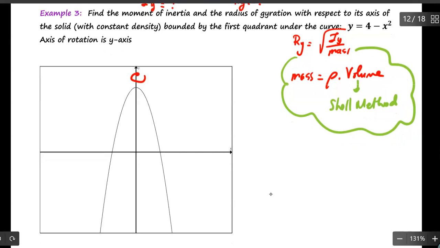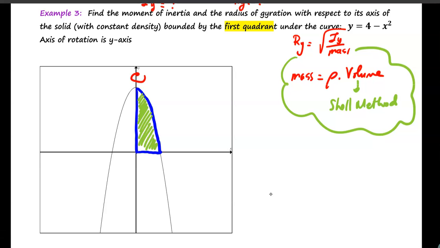So now, first of all, like we said, we are going to shade in the area that we are working with. So they ask us to find the region bounded by the first quadrant, okay? The first quadrant, therefore, is very important, and we are working with y equal to 4 minus x squared. So the first quadrant will just be this. Okay, so I'm going to shade in the area that I'm working with. And I'm going to draw the element that is parallel to the axis of rotation, which is the y-axis. So this one is easy.